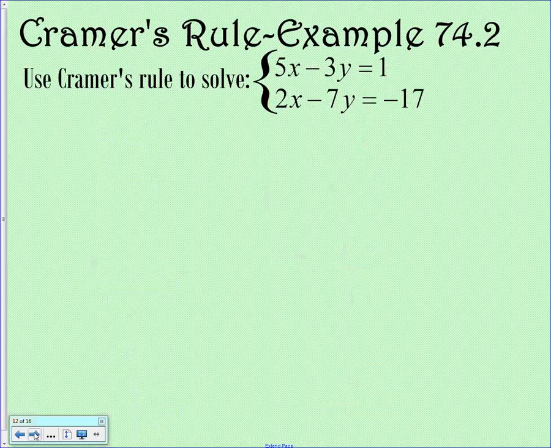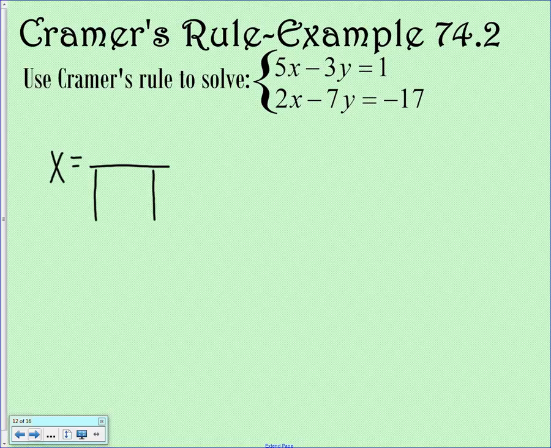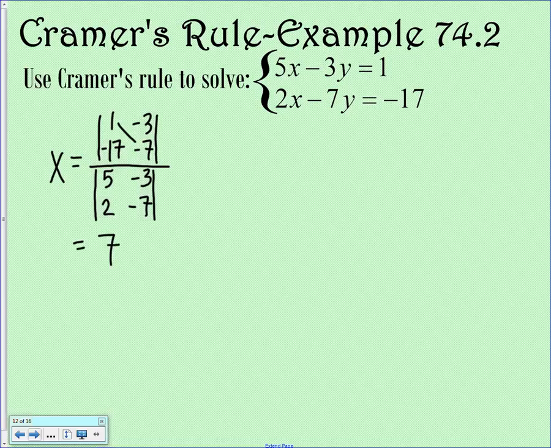Okay, so let's look at this one. Use Cramer's rule to solve. So we've got to solve for both of our variables. So we're going to start with our x. And the denominator is going to be 5, 2, negative 3, and negative 7. And the numerator, instead of the 5 and the 2, we're going to put 1 and negative 17. And we're going to have negative 3 and negative 7. So when you multiply, you have 7 minus a 51, and then negative 35 minus negative 6.